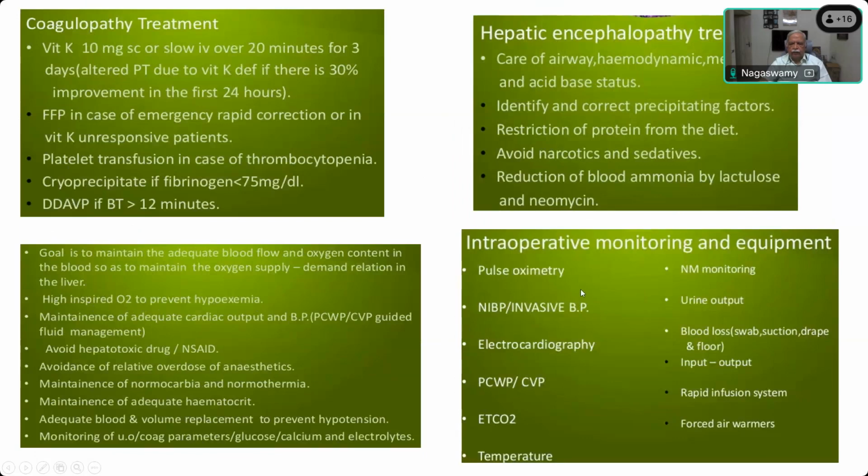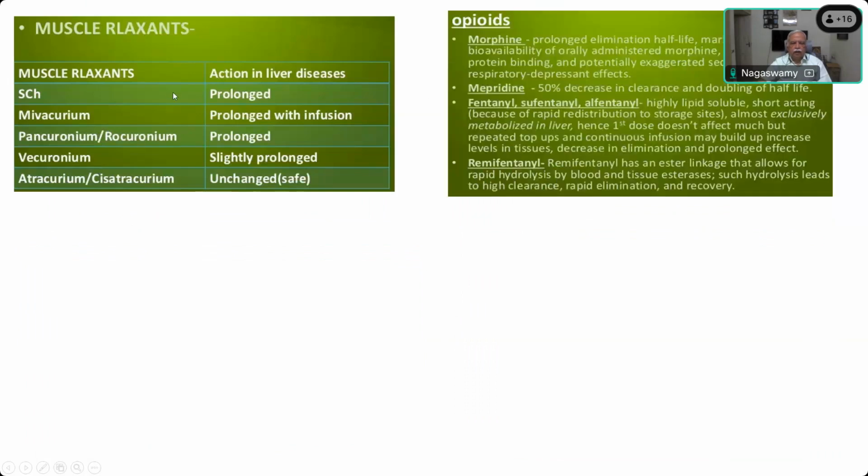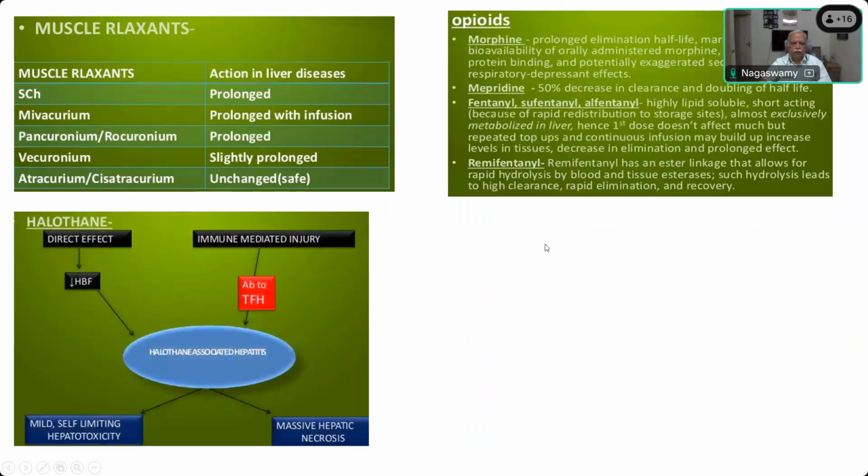Intraoperative monitoring: regular pulse oximetry, NIBP, electrocardiography, and invasive monitoring is required, PetCO2 and temperature. Muscle relaxants: pancuronium and such are nowadays not available, but atracurium and cisatracurium are the safest, and succinylcholine action will be prolonged. Opioids, these are all the restrictions that we have to follow. Remifentanil can be used because it is mostly metabolized by esterases, and this drug being available now in the market, you can use it safely.